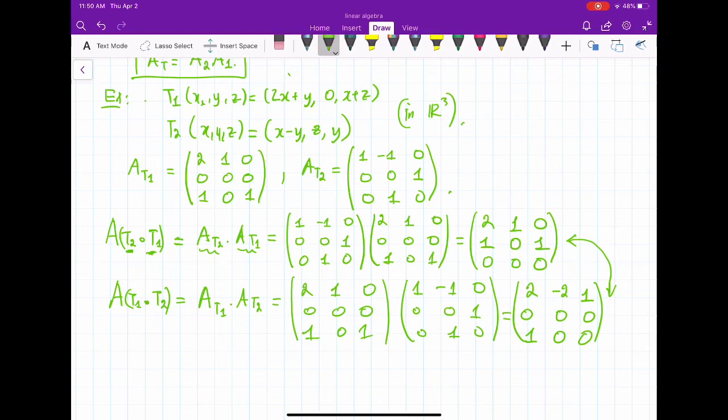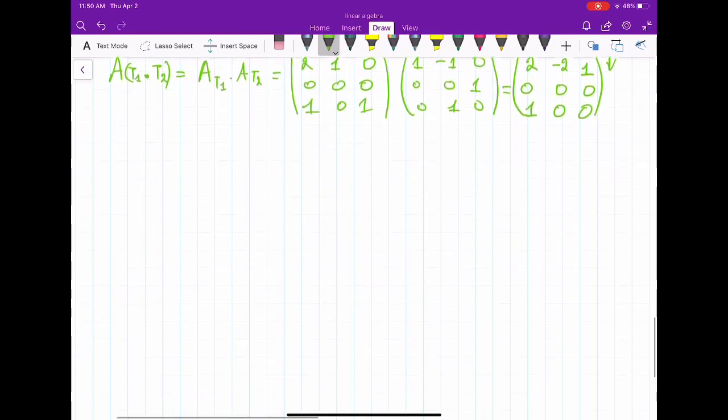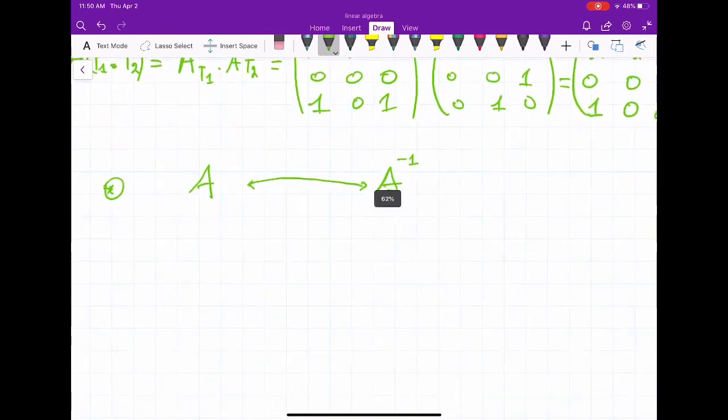When we study matrices, we talk about the inverse of a matrix, right? The inverse of a matrix. And we know how to find the inverse if it exists. Okay, so using the composition of linear transformations, we may talk about the inverse of a linear transformation.